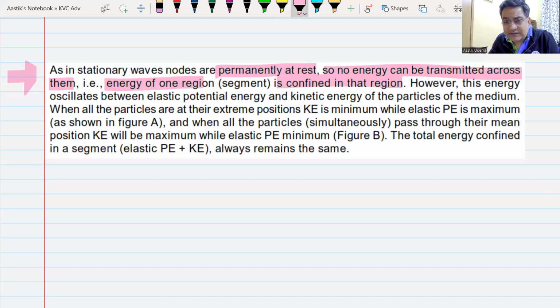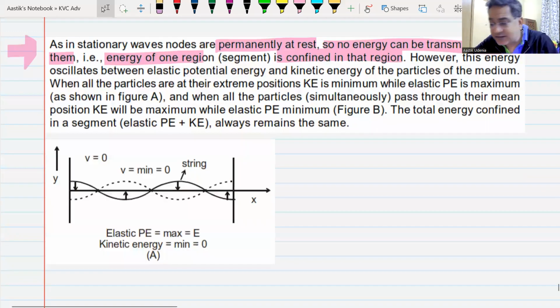But the only difference is this is not simple harmonic motion of one particle, but simple harmonic motion of many particles. Therefore, according to that simple harmonic motion, the energy keeps on changing from potential to kinetic, from kinetic to potential. When they are passing through their mean positions, the entire energy is kinetic energy. Do we understand this? Yes, sir. When they are at their extreme positions, the entire energy is potential energy.